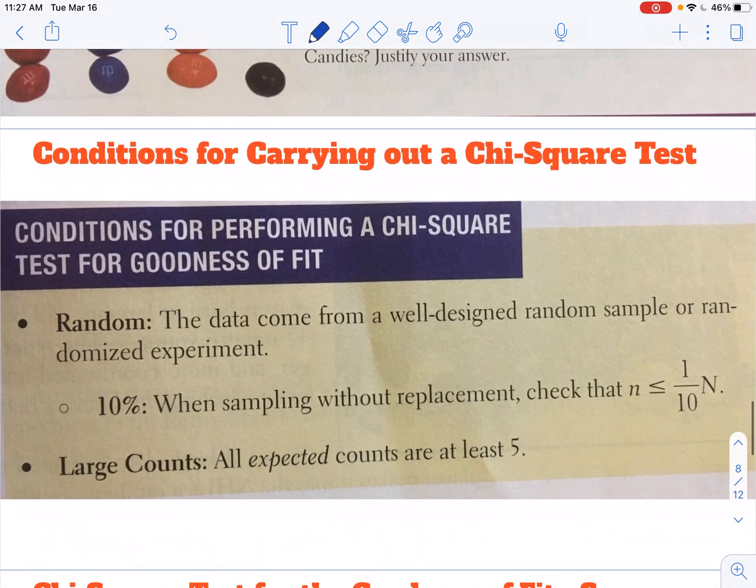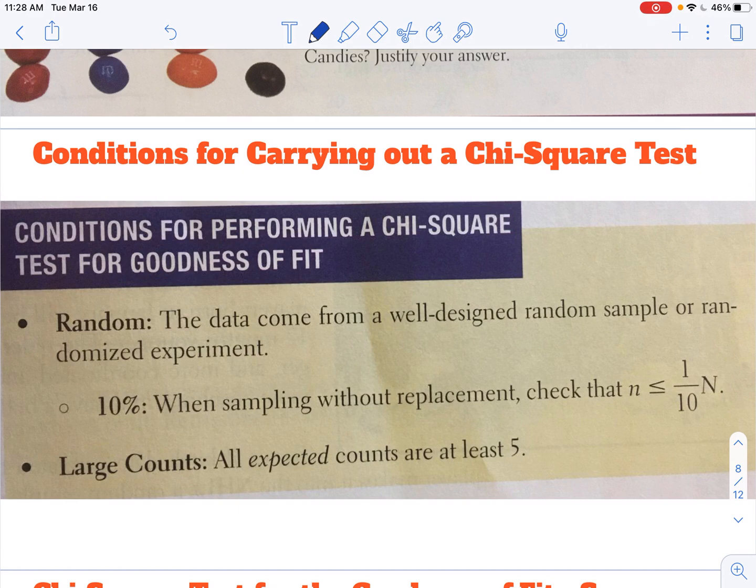All right, so first of all, the conditions for a chi-square test. It's random. Joey bought a random bag of peanut M&Ms. That's going to be a random distribution. We're good. 10% when sampling without replacement. Check that n is less than 1/10 of the population. One bag of peanut M&Ms is less than a tenth of all the peanut M&Ms in the world. He probably could have done that just for his store alone, let alone all the peanut M&Ms in the world. So the sample size meets the 10% condition.